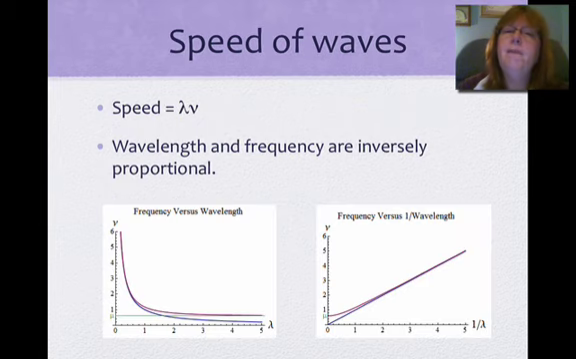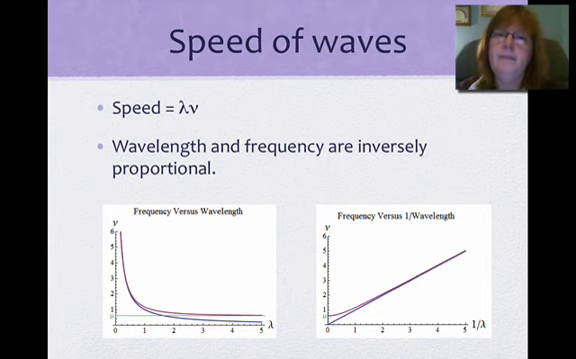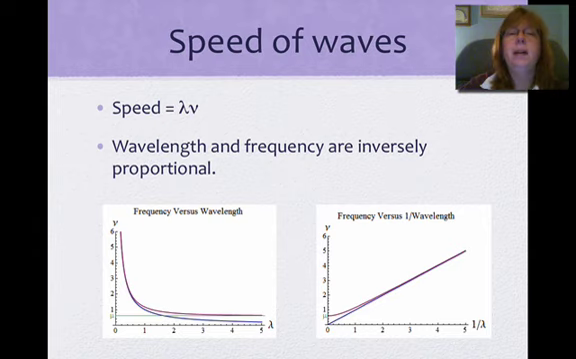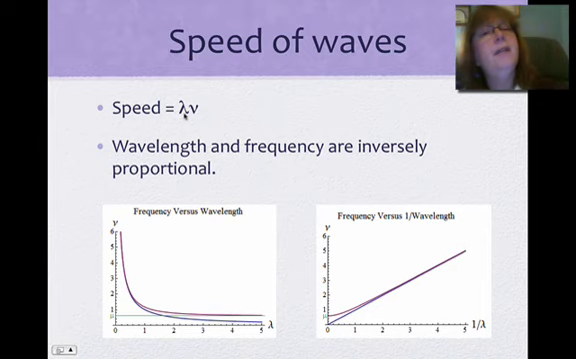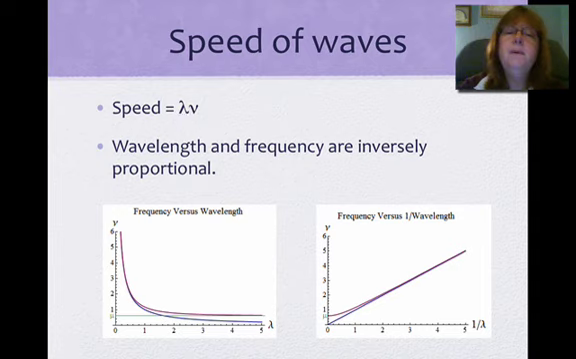Well, the speed of waves can be given by an equation. And the speed of waves will be a constant, and it's equal to the wavelength times the frequency. So we're going to use this equation some in class. Now, if the wavelength were to go up, the frequency would have to go down for their product to be a constant. That's what we call things that are inversely proportional. When one thing goes up, the other has to go down.